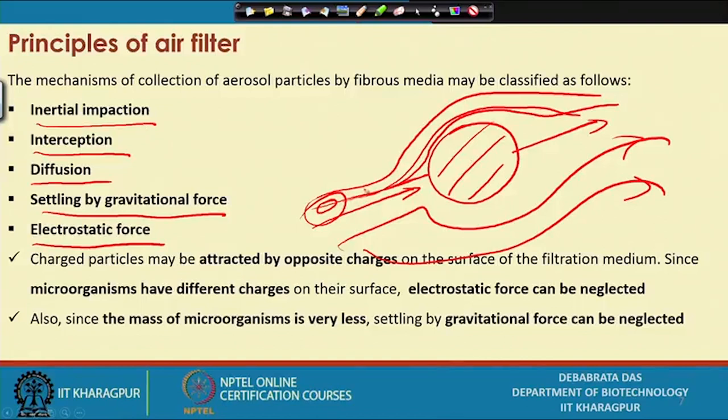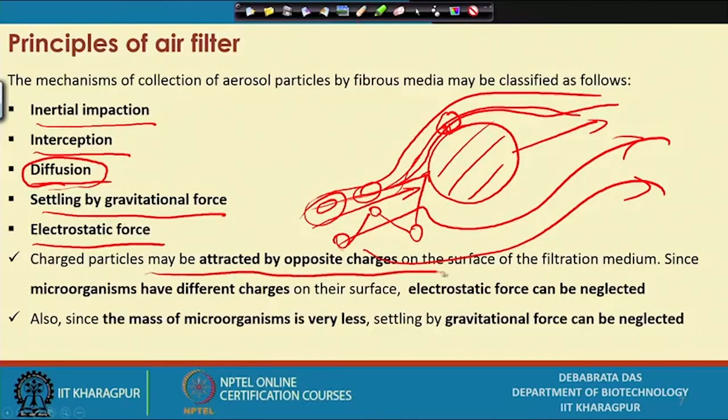Interception means what? When the particle present here goes, suppose the radius of the fiber is equal to the width of this surface and the stream, then it will touch the surface of the fiber, and then it can be collected. And what is called diffusion? Suppose this particle, diffusion occurs at a very low flow rate. One particle strikes another, the Brownian movement like this, and ultimately it might be deposited on the surface of the fiber. This is called diffusion.